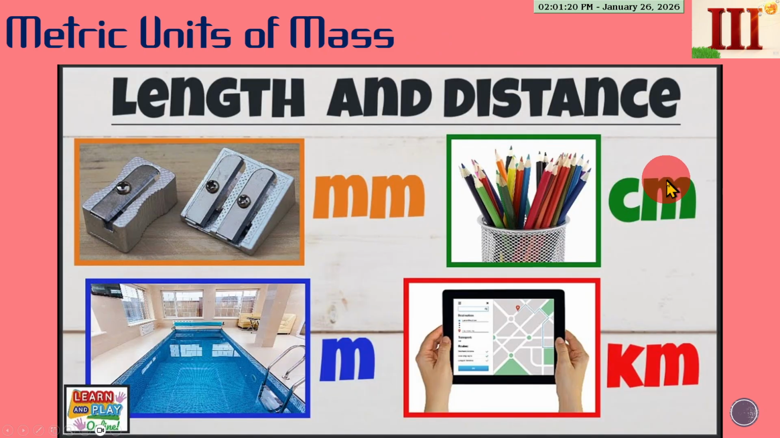Now, let's look at the metric units. These would be centered around the meter. So if you get 1,000 millimeters, you're going to end up with a meter. If you have 100 centimeters, you're going to get the meter. And of course, the longer distance is the kilometer.